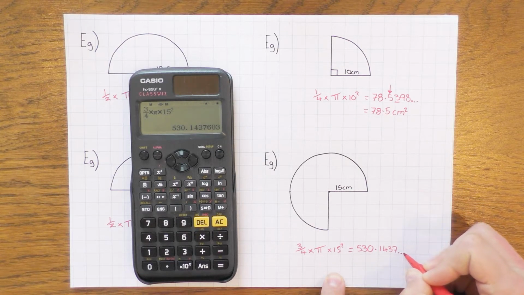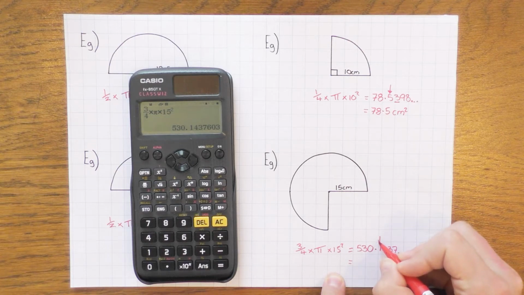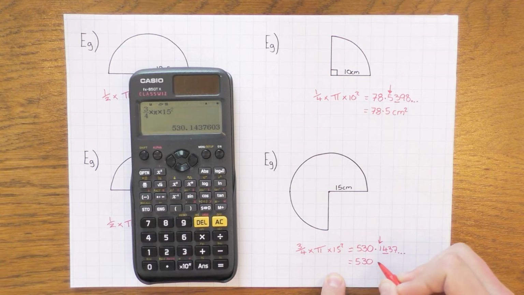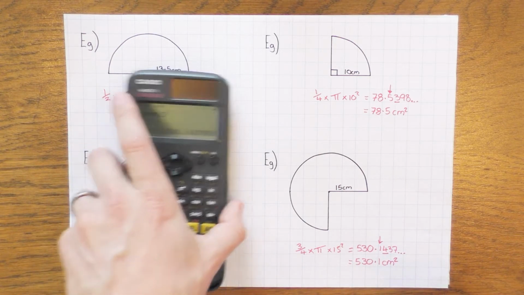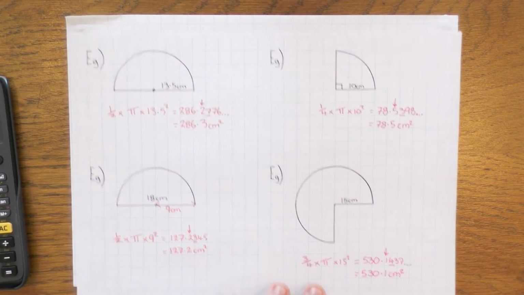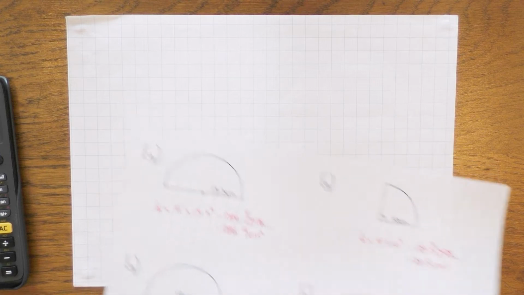530.1437, etc., etc. So one decimal place, 1 is the first decimal place, the 4 tells me to round down, so 530.1 centimetres squared. Okay, so that's how you do halves, quarters and 3/4. So let's have a look now at going back to find missing lengths when you have those. Okie dokie.